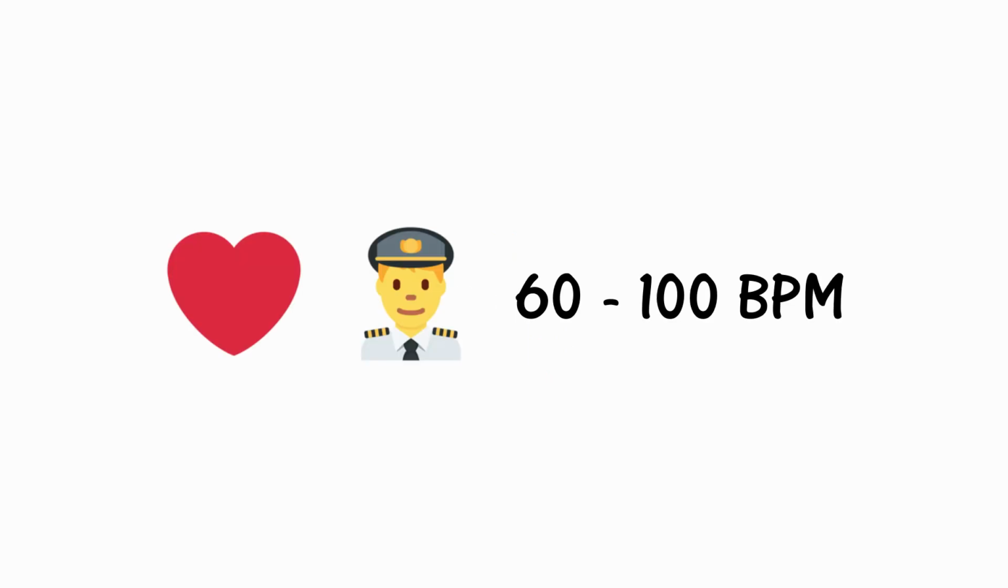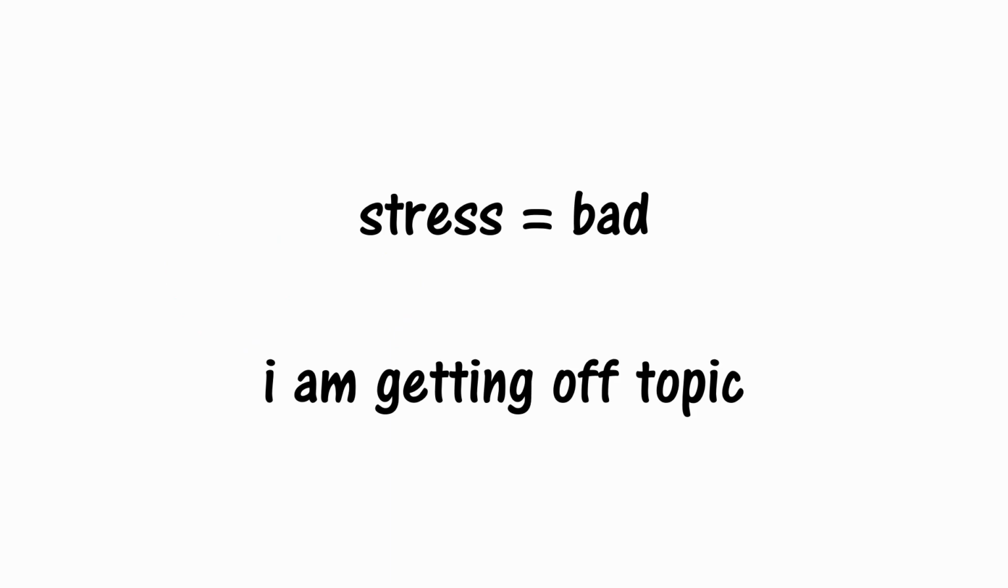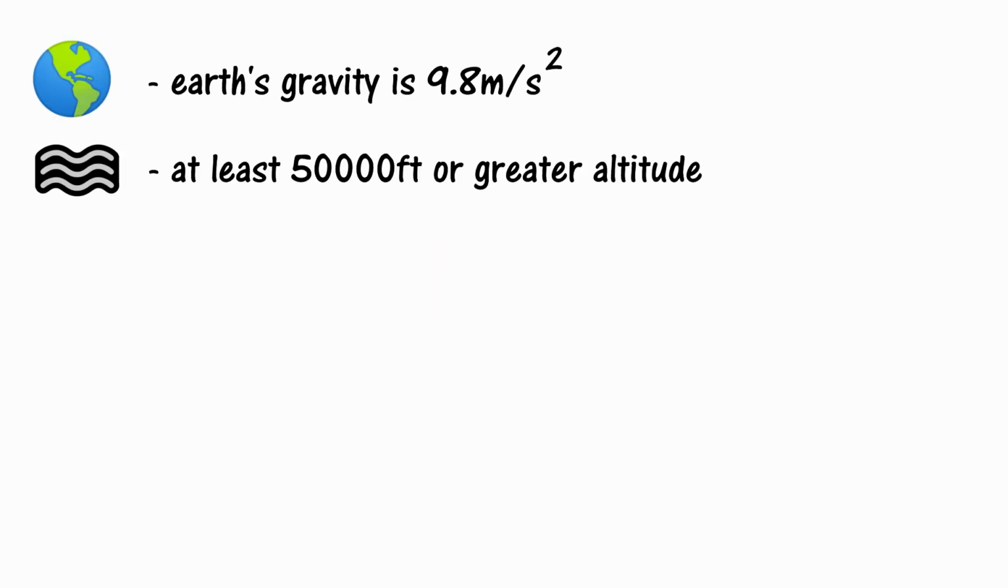A quick somewhat related fact: the average heart rate is 60 to 100 BPM, but a well-trained athlete can have a resting heart rate of only 40 BPM, so stay calm. High heart rate means high anxiety and stress, so calm yourself, okay? Okay. Analyze the situation.